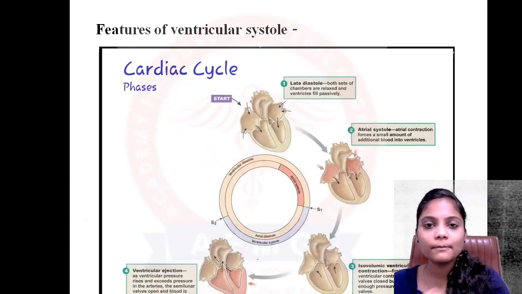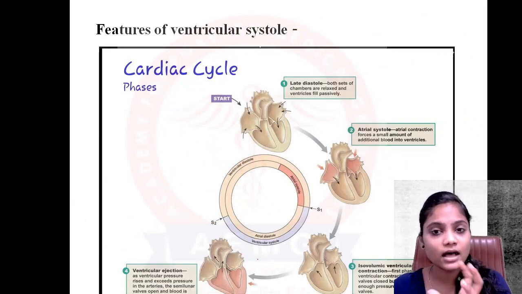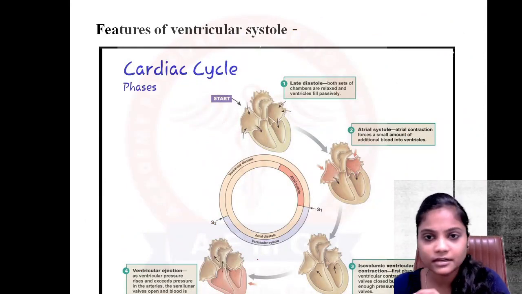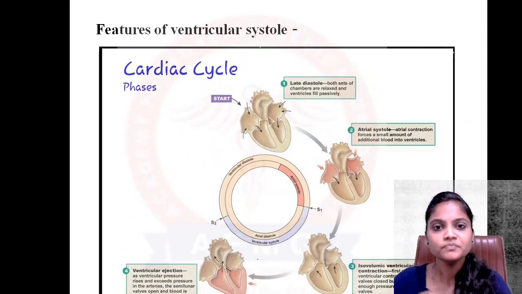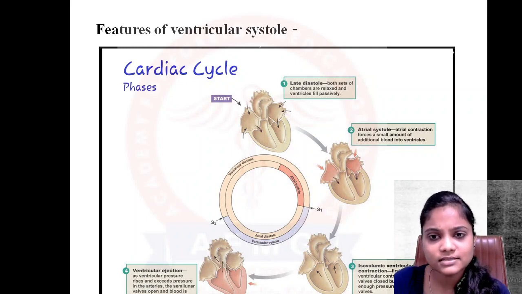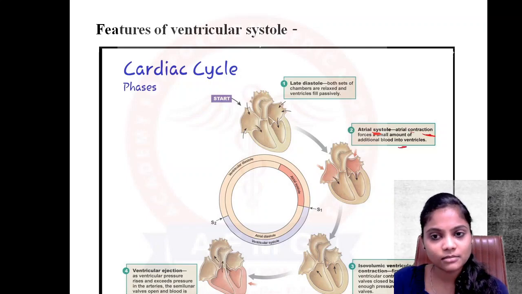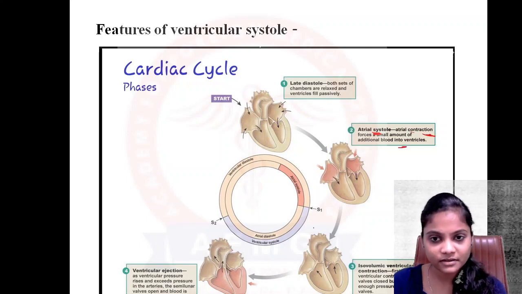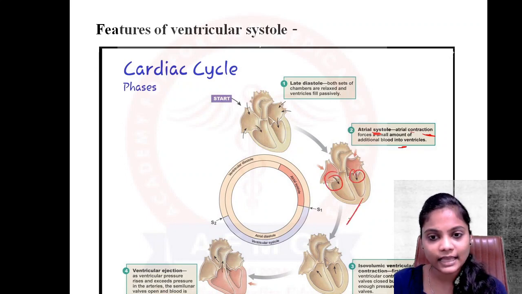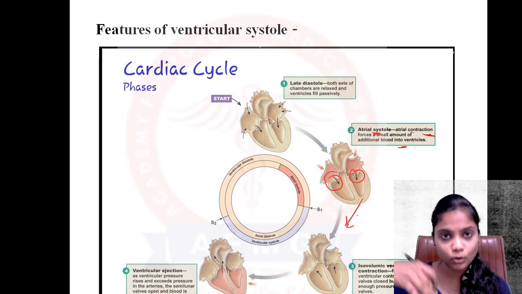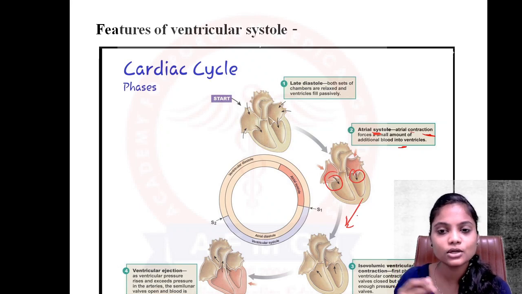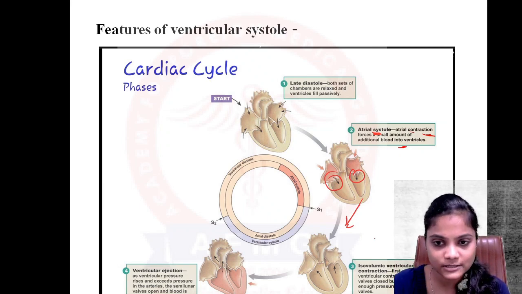See, this is what happens in your ventricular systole. I have given you a diagrammatic representation so that it will be easy for you to understand. See, once atrial systole is there, further the contraction is happening. The additional blood from the atria comes onto your ventricles. So this is what is shown in your ventricles, right? Once the blood has come onto your ventricles, then your ventricular systole starts.